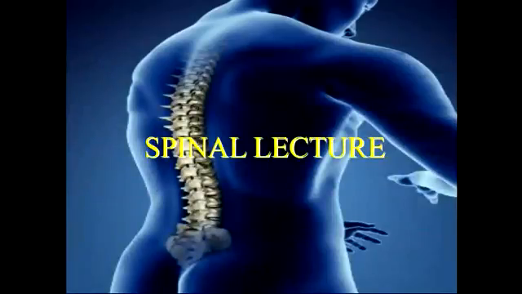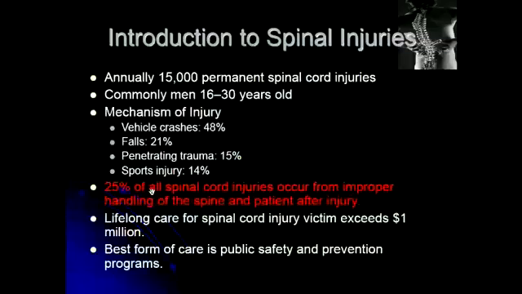Okay, those are 4 cases that have to do with spinal cord injuries or spine injuries themselves. Now we're going to talk about the spine. Annually in the United States, there are about 15,000 cord injuries that are permanent. Commonly, these are males, younger age, blunt trauma, typically car accidents or falls. As you can see, vehicular traffic accidents take up about 50% of these injuries.